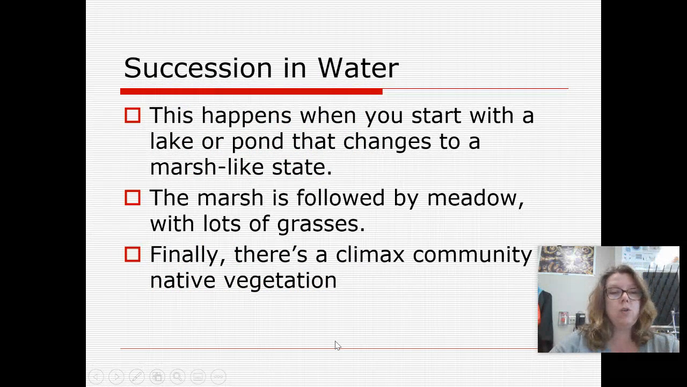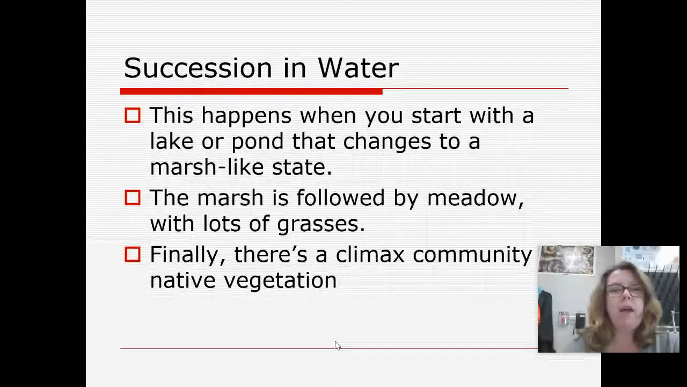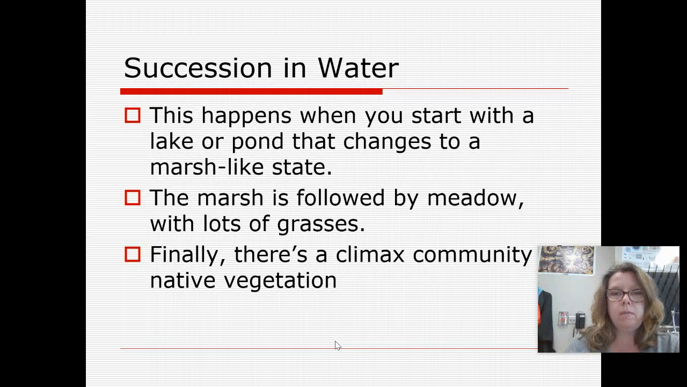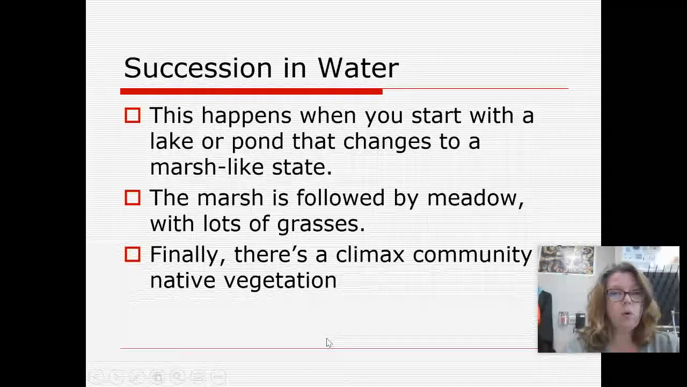Now, succession also happens in water, in aquatic ecosystems. Usually what happens is you start with a lake or a pond, and that lake or pond starts to fill in. You get silt deposition in it, and the bottom of it starts to rise, and it converts to a marsh-like state, and then that marsh is replaced by a meadow that has lots of grasses, and then it's replaced eventually by a climax community with native vegetation. So those are, again, a set of these orderly changes that can happen in the environment or in the community.